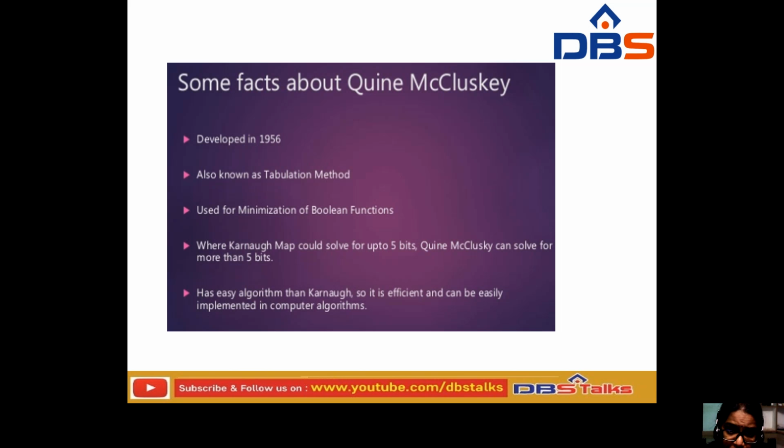Here, the Quine-McCluskey method plays a major role in simplifying the Boolean expression. Suppose if you are using the K-map, which we already know is the Karnaugh map, up to 5 bits we can solve it, but for more than 5 bits also we can solve that Boolean expression here.